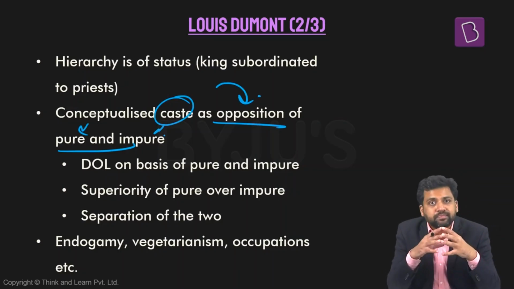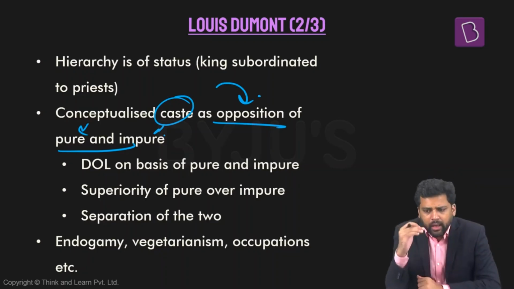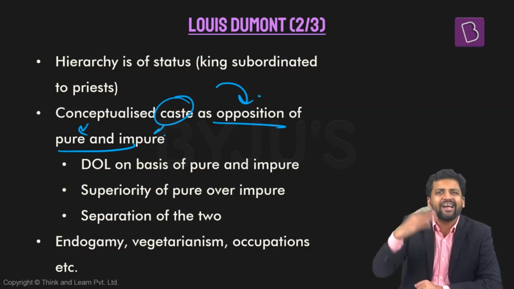And caste system is based on this opposition of pure and impure. Now, what do we mean by this? According to Dumont, different kinds of things are considered to be pure and different kinds of things are considered to be impure. So different things are at different levels of purity and impurity.